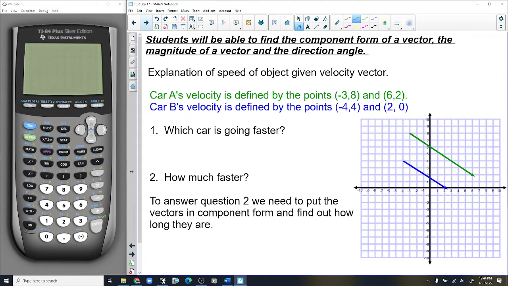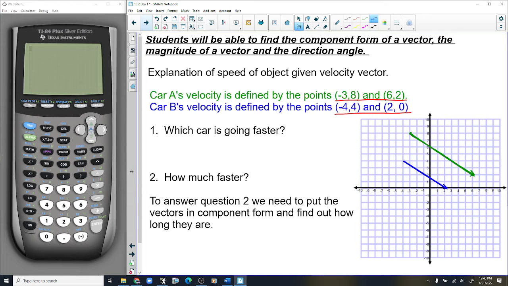Students will be able to find the component form of a vector, the magnitude of a vector, and the direction angle. Explanation of speed of object given velocity vector. Car A's velocity is defined by these 2 points right here. And car B's velocity is defined by those 2 points. And it's given as a vector. Over here on the green line, here are the 2 points. Here's the beginning, the initial point. Here's the terminal point. And with car B, it's the blue.